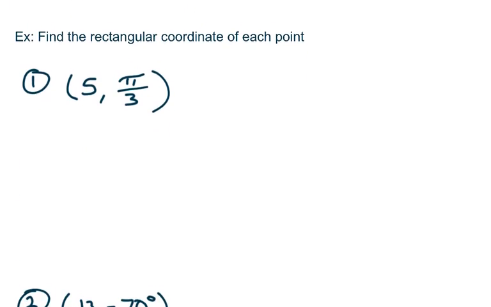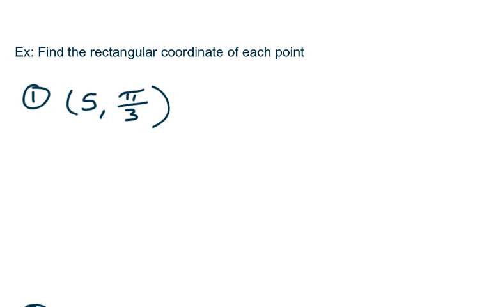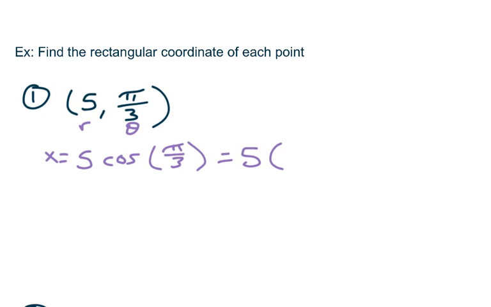If we start with 5 comma pi over 3, and do this in purple, we can say x is equal to our r value, and this is theta, so we can say 5 times the cosine of pi over 3, and we know the cosine of pi over 3 is equal to 1/2, and 5 times a half, well, that's pretty easy. That's 5 over 2, 5 halves. If you wanted to, you could make that 2.5, up to you.